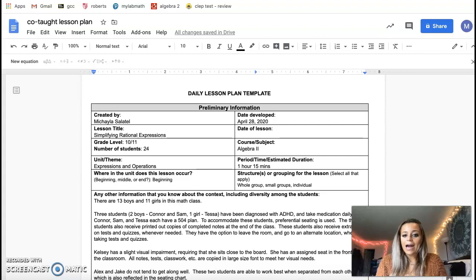Everyone. So I did a lesson plan in Algebra 2, and it is simplifying rational expressions, which is part of the expressions and operations unit. And when I was thinking about how best to record, I realized that right now the only option I really have is to give you an overview of my lesson.